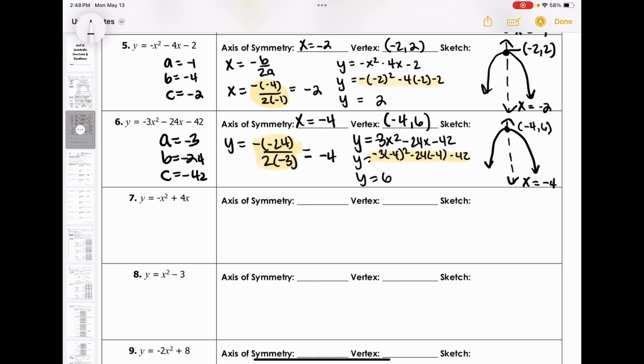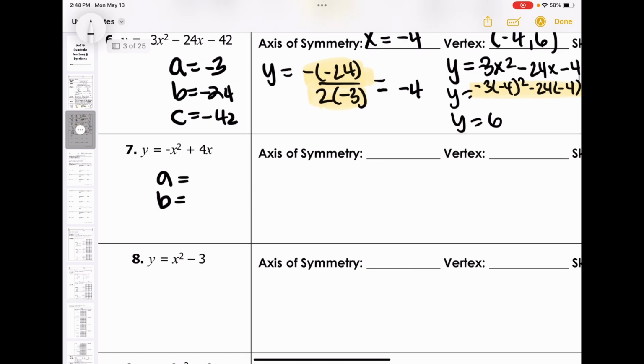All right, we're going to do 7, 8, and 9 together because if you look at them, they're all missing either A, B, or C. So looking at number 7, we have y equals negative x squared plus 4x. So we're missing our term C because we don't have a number without a letter beside it. So I just need to find my A and B values. So my A value is negative 1 and my B value is 4.